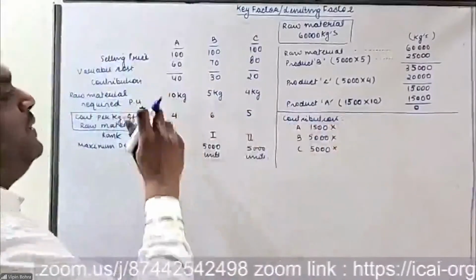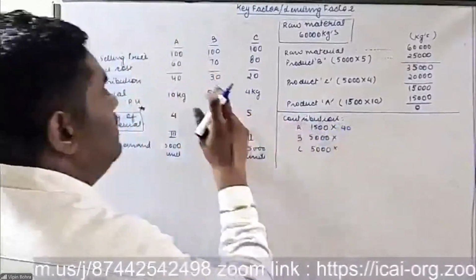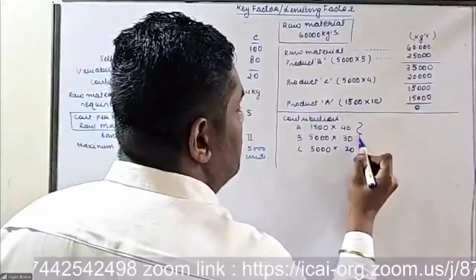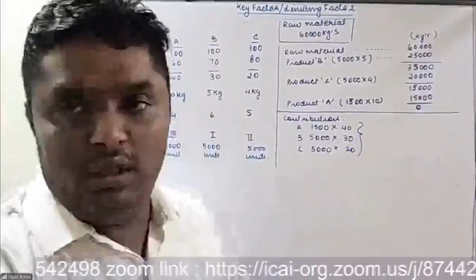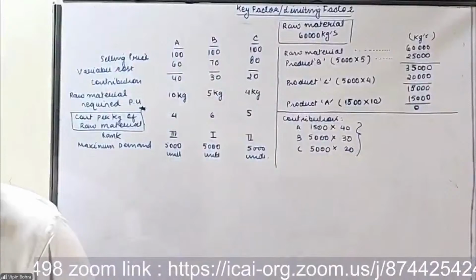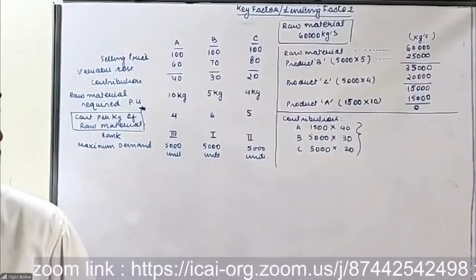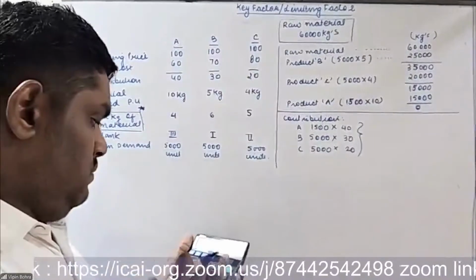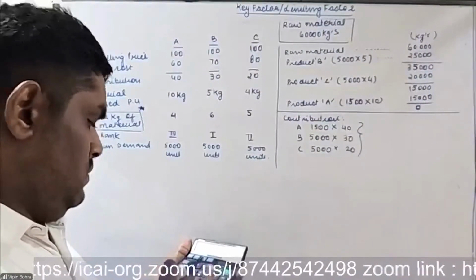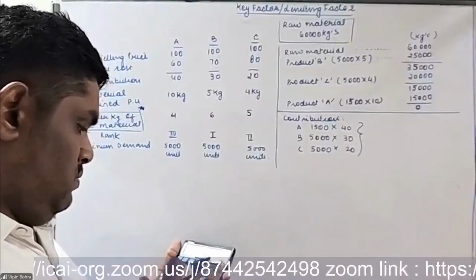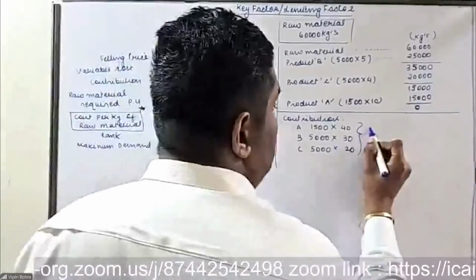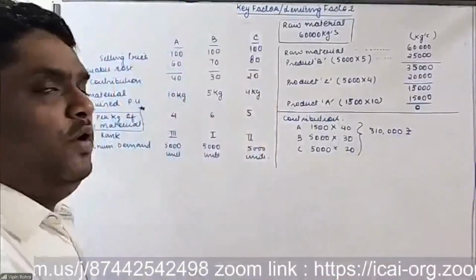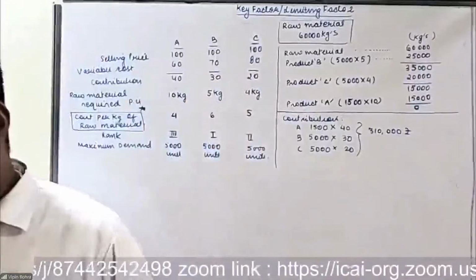Into my contribution per unit is 40 in case of A, 30 in case of B, and 20 in case of C. So my total contribution is three lakh 10,000. If you have any doubts in this part, you can please post your query.